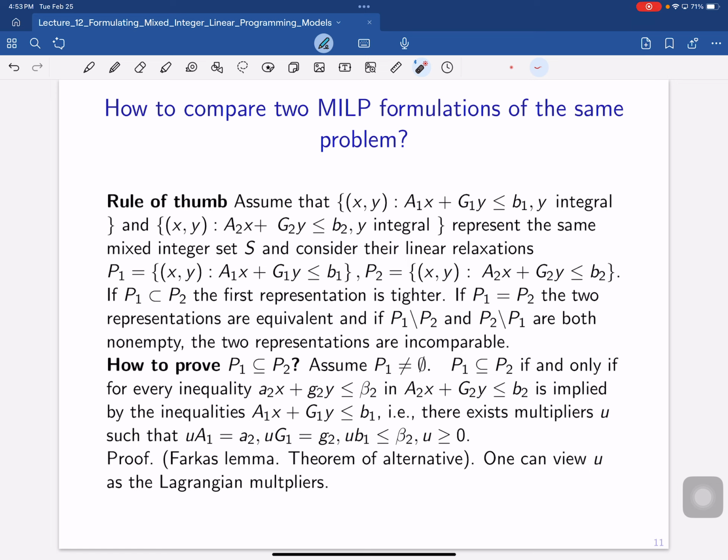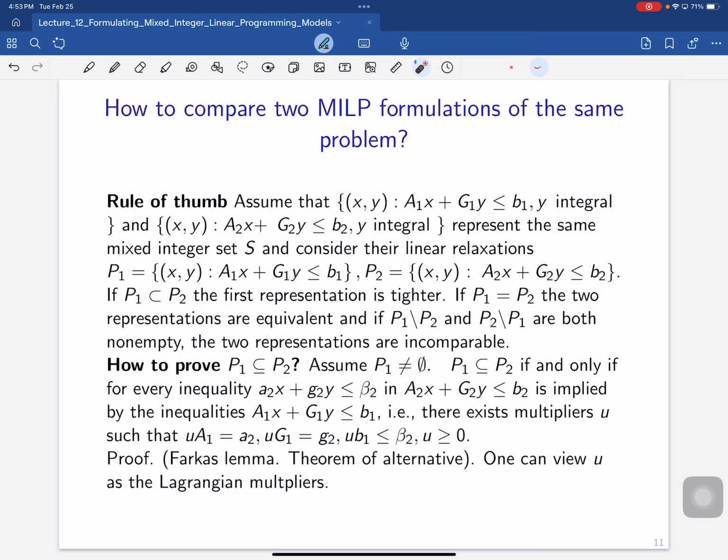Let's assume that with y being integral, they represent the same problem, or these two sets are the same. Now let's consider their linear programming relaxations, P1 and P2. The difference between P1 and P2 and their original sets is that you relax the integrality constraint. So here this set doesn't have y being integral, while the first set has y being integral. That's the only difference.